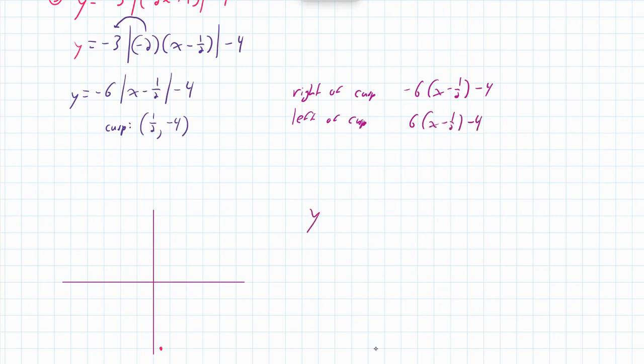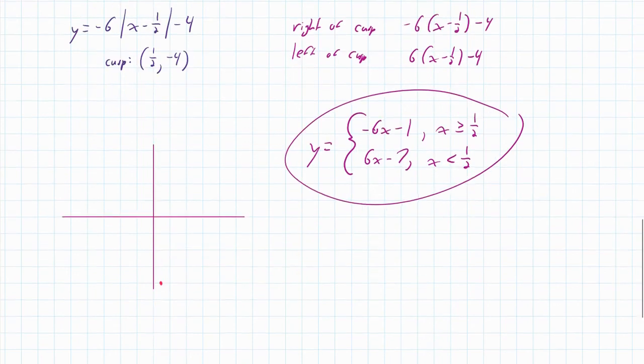Let's make that a piecewise. y equals, we're going to distribute the -6, so -6x + 3 - 4 is -1. And whenever x is to the right of the cusp, let's be very clear that this is to the right of the cusp. The cusp is at x equals 1/2. And then when left of the cusp, 6x - 3 - 4 is -7, and x is less than 1/2. This is the piecewise. Then let's graph it.